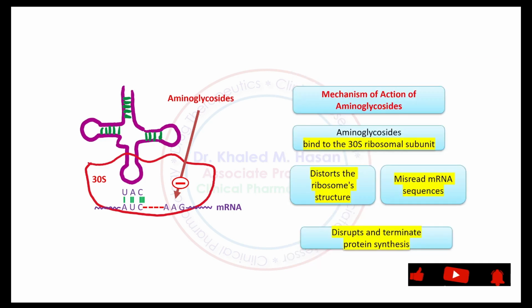Okay, this will explain the mechanism here. Aminoglycoside binds to the 30S subunit. This will lead to disruption of the ribosome's structure, misreading of messenger RNA, and disruption and termination of protein synthesis.